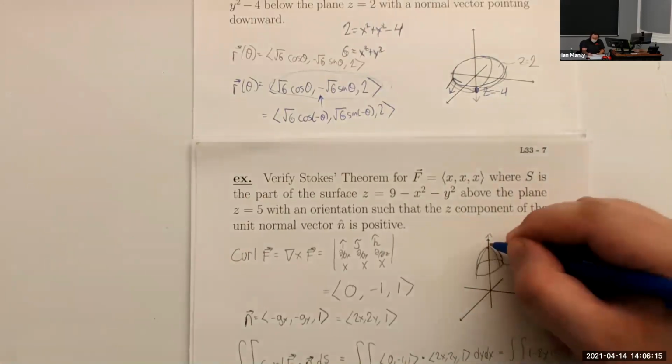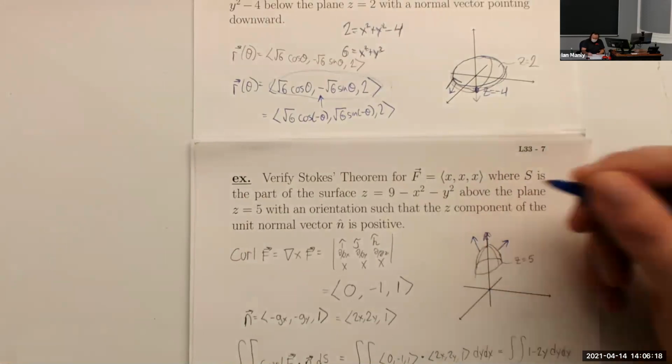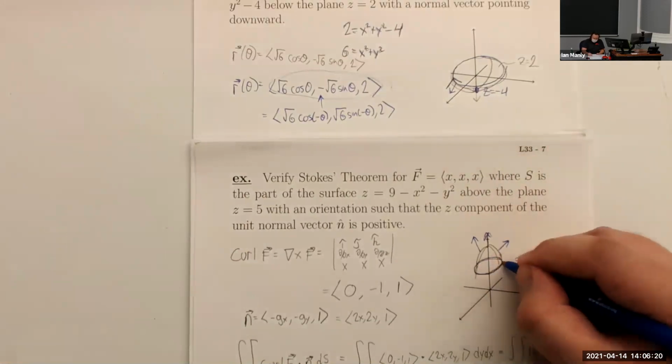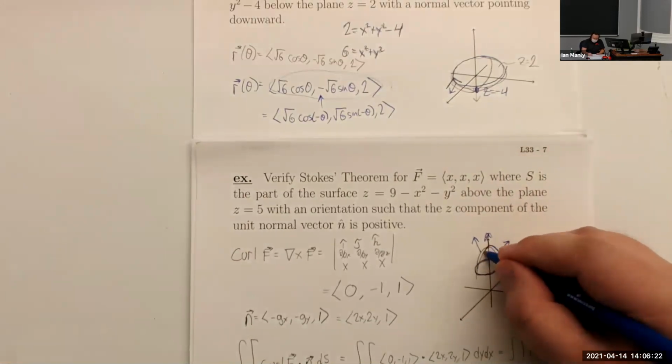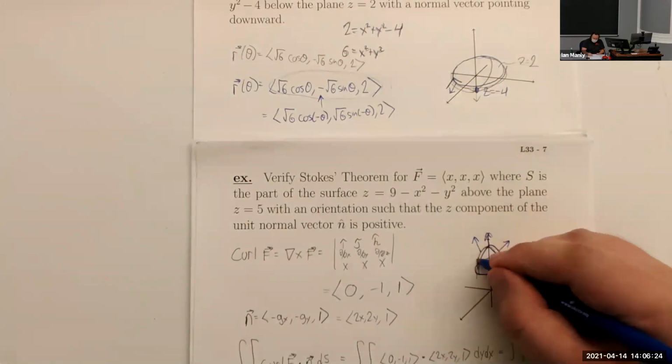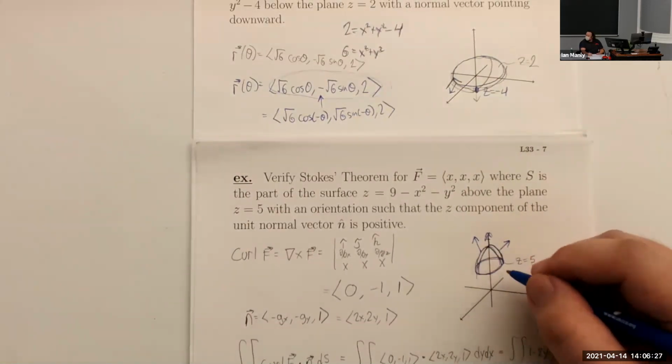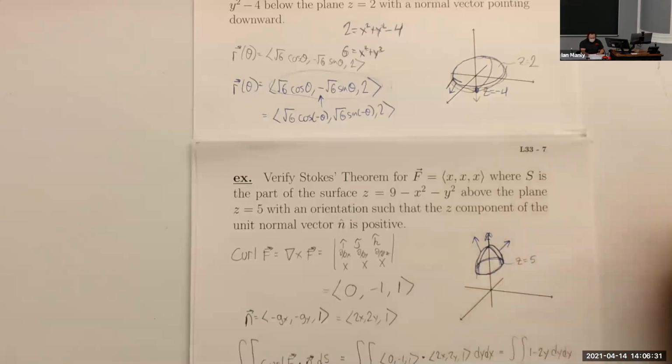If we draw our normal vectors, we want them to look like this here. So this is our surface. We have the paraboloid coming down, and then it's kind of stopped at z equals 5. So this is kind of just like we practiced on the previous page right here. All right, so this is our surface.